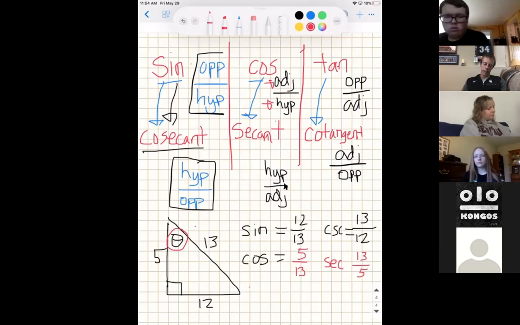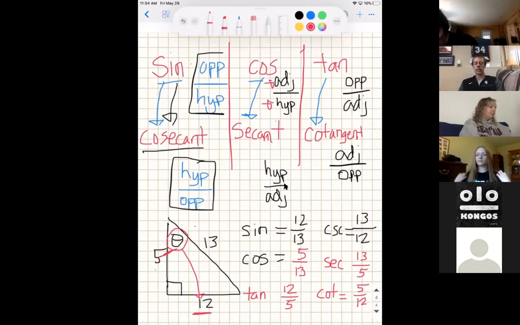All right. Tangent, you guys can guess. Let's do opposite over adjacent. Our opposite side is 12. Our adjacent side, the shoulder partner, is 5. Well, cotangent is just going to be the opposite of that. It's going to be 5/12. Cotangent says adjacent over opposite. Well, yeah, our adjacent side is 5, and our opposite side is 12. So we can use these 6 trigonometric ratios.